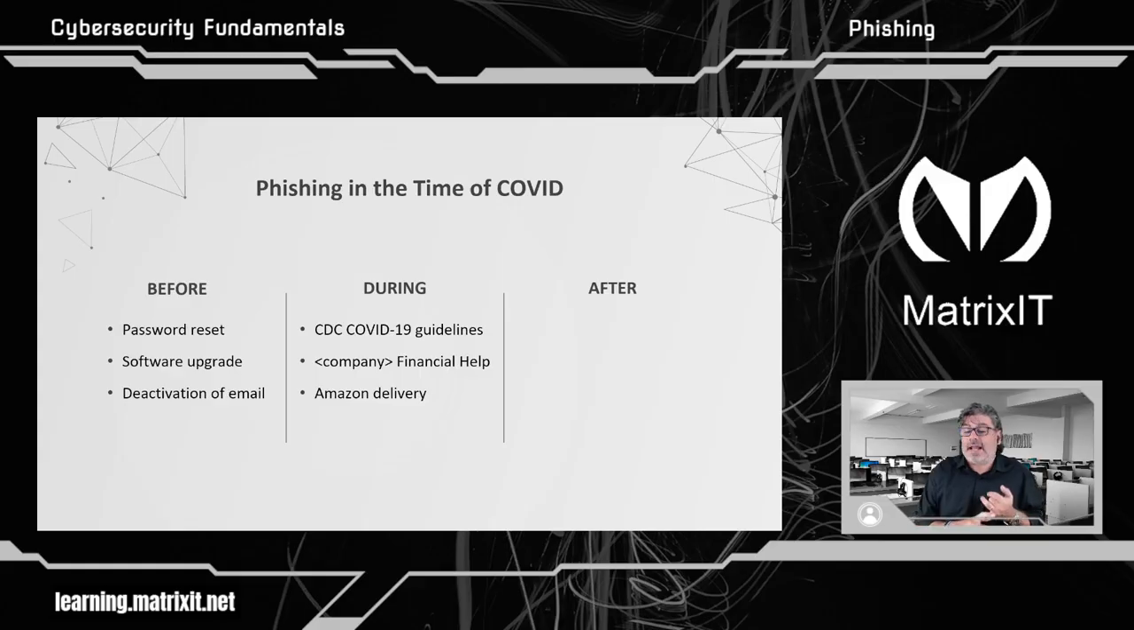Right? Financial help was another one, and that was kind of dirty because there were people that were out of a job and they were falling for this one. And of course, Amazon delivery. And I always kid around about the Amazon delivery. Before COVID, because it used to be around before COVID also, that thing's been around forever, we always knew it was fake, right? I didn't order anything on Amazon.